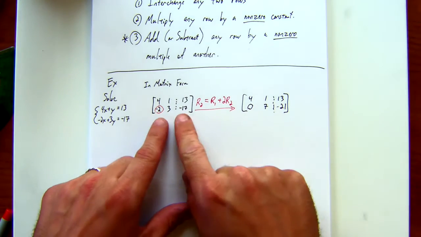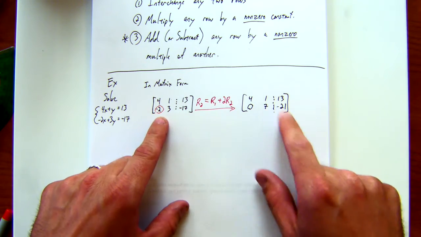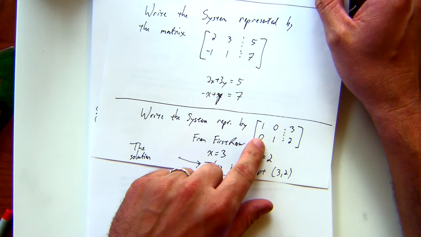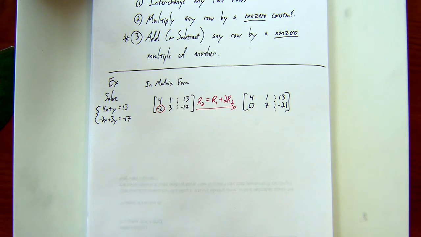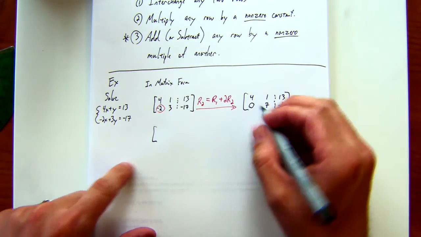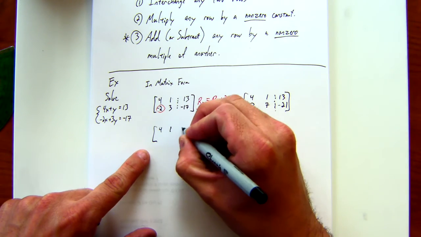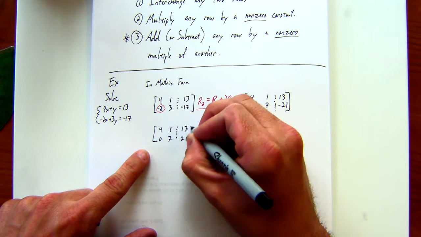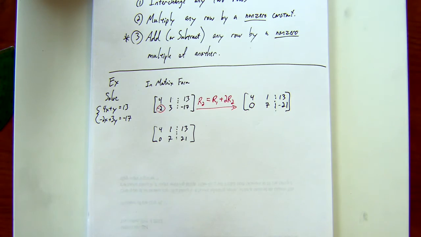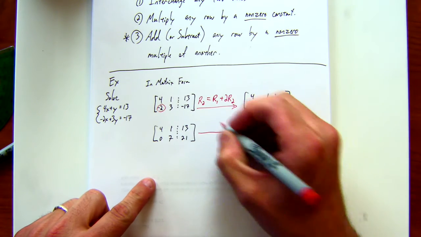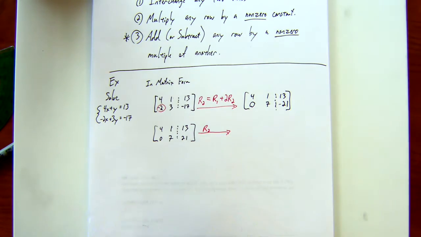Okay, so this is one elementary row operation that I did. Now again, let's look at where we are going. We've got a 0 here. Let's make this a 1. So let's think about what I can do. I'm just going to rewrite it for now. Rewriting this matrix: 4, 1, 13, 0, 7, negative 21. What's one of these row operations that I can do to make this 7 a 1? I'm talking about row 2.